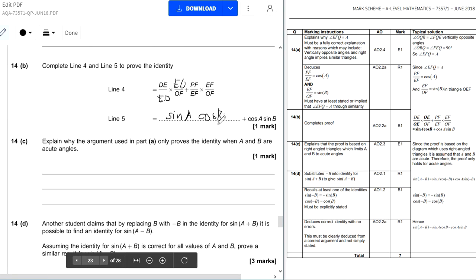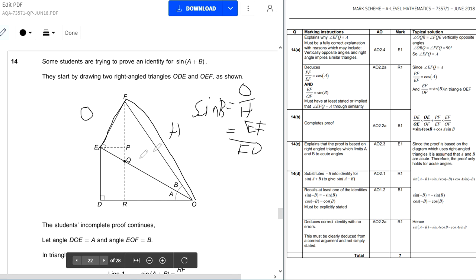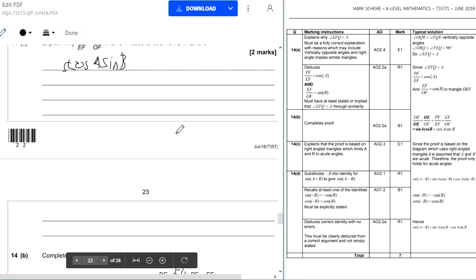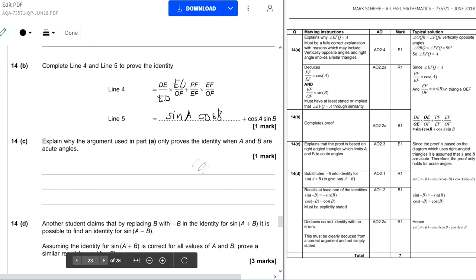So there we go, that fills it in. Explain why the argument used in part A only proves that identity when A and B are acute angles. The way they're set up, this A and B are always acute. I assume that's what that means. So it's just because of how they're set up as a triangle. But let's look at the mark scheme.